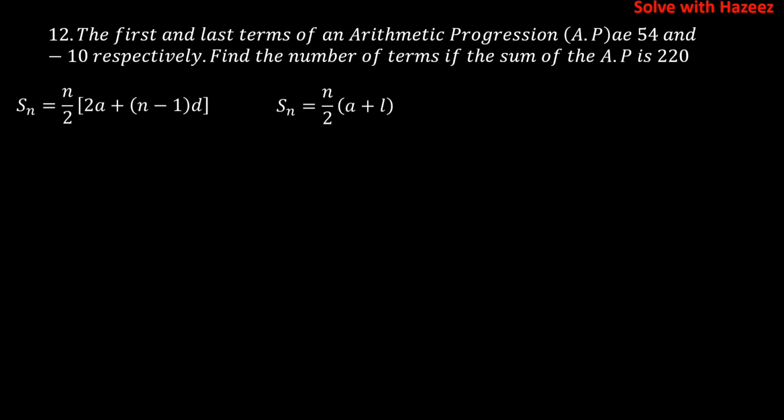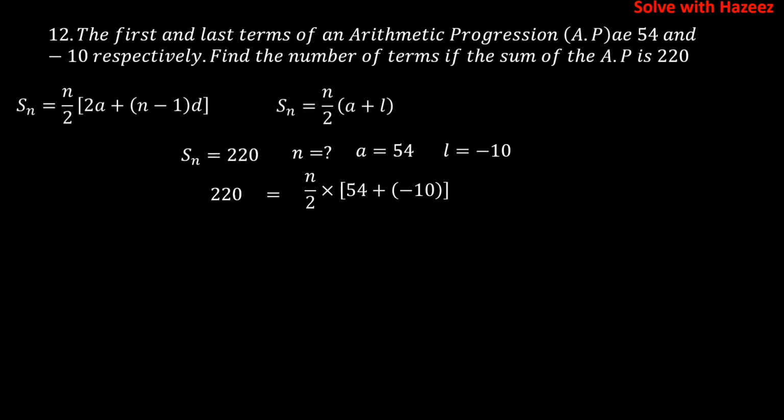Comparing these two formulas to the question, we see that in the given question we have the first term and the last term, so we'll be using the second formula, where Sn is equal to 220 from the question, n is unknown, that is what we want to find, the first term is 54, and the last term is equal to minus 10. So substituting all these parameters into the given formula, we'll have 220, which is Sn, equal to n over 2 multiplied by, instead of a plus l, 54 plus open bracket minus 10, due to the negative. So we'll be introducing a small bracket.